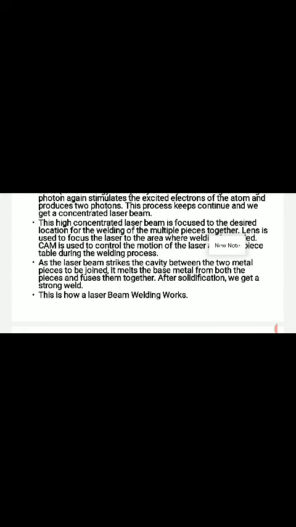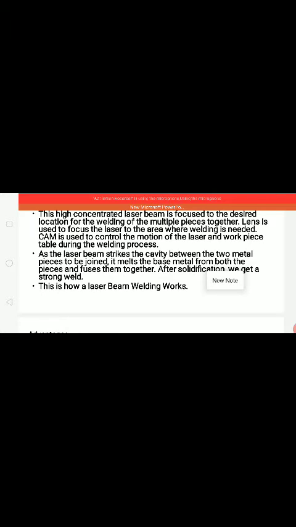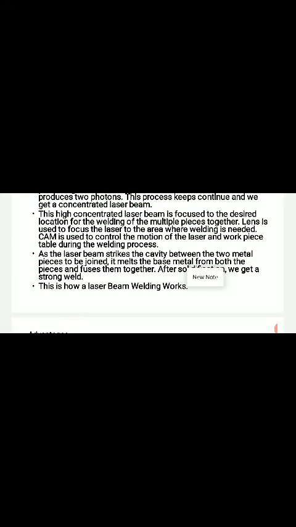And at the partially reflective end, they have provided a tiny hole through which this high intensity flashlight is emitted from the laser tube.